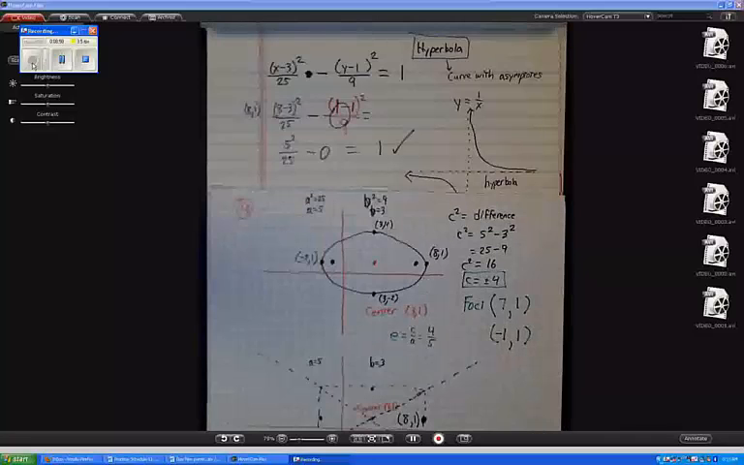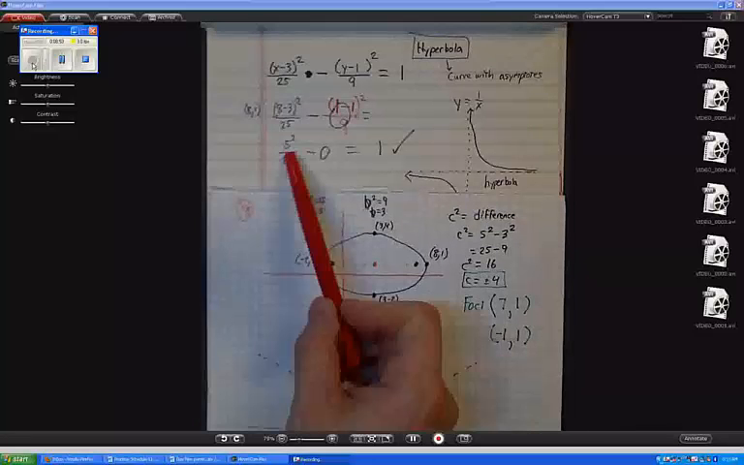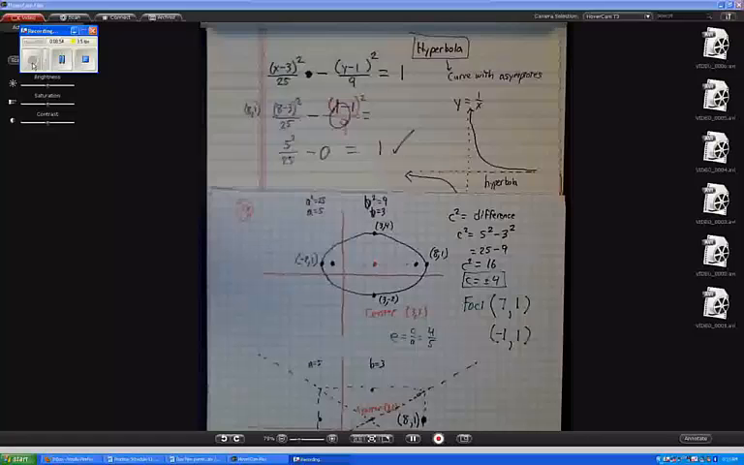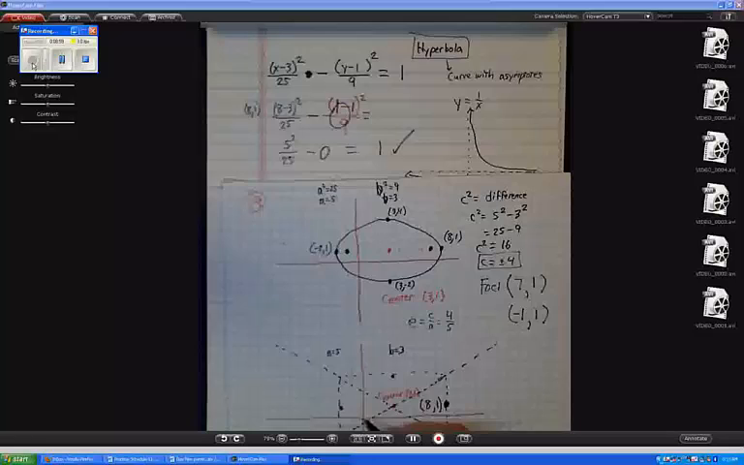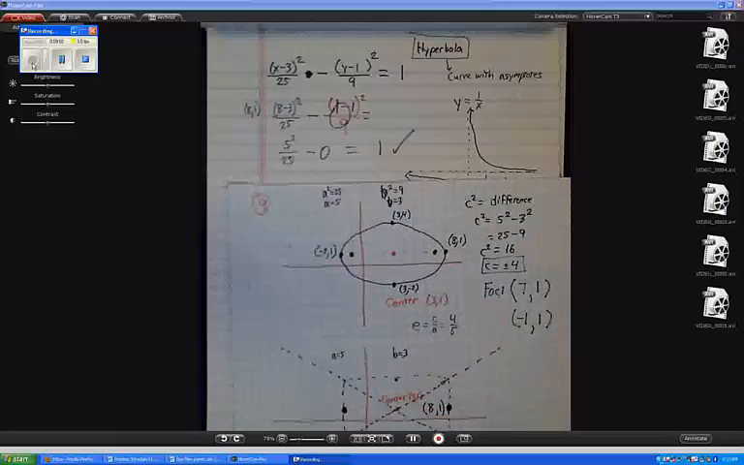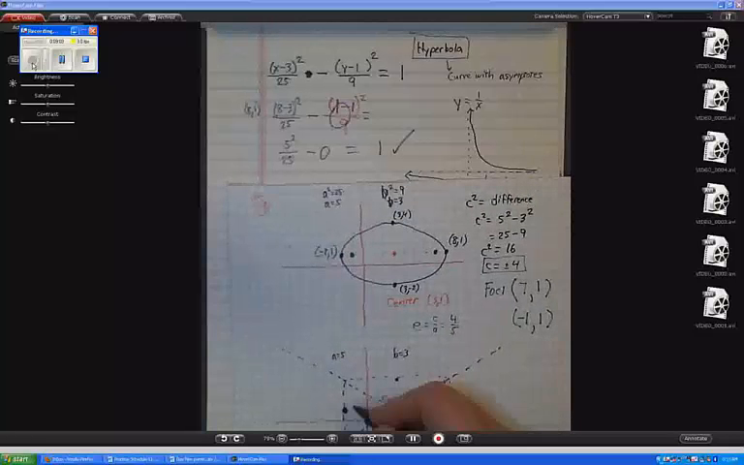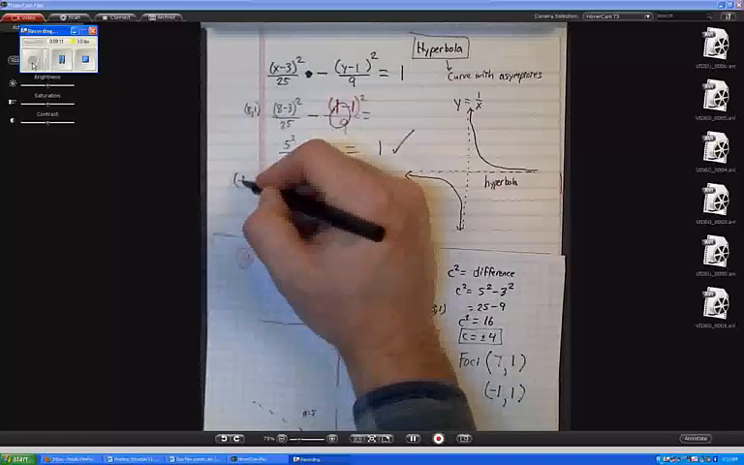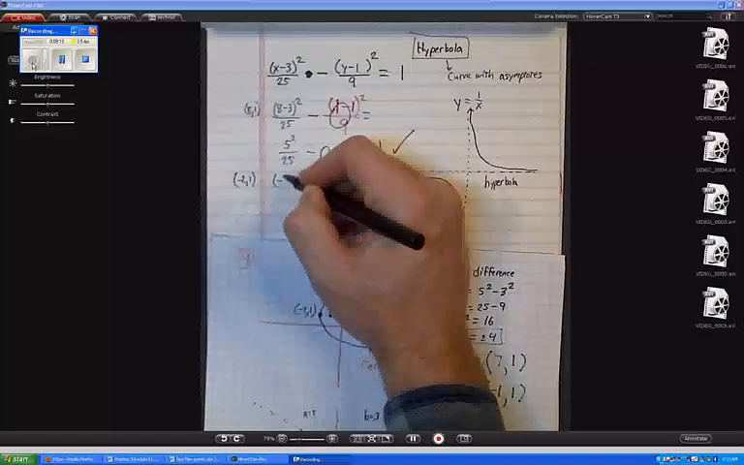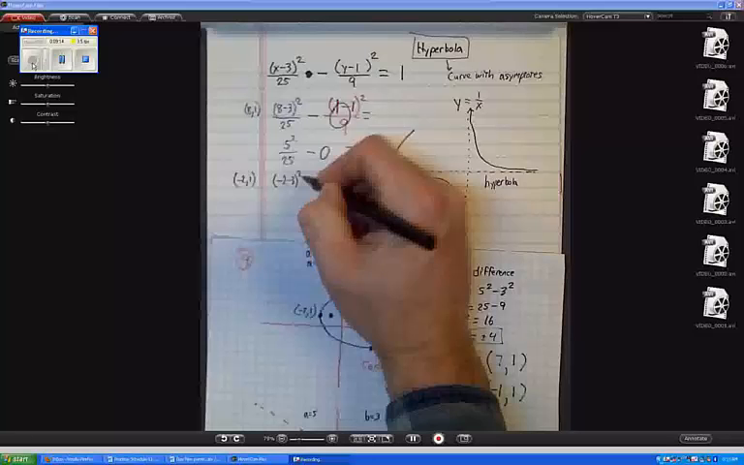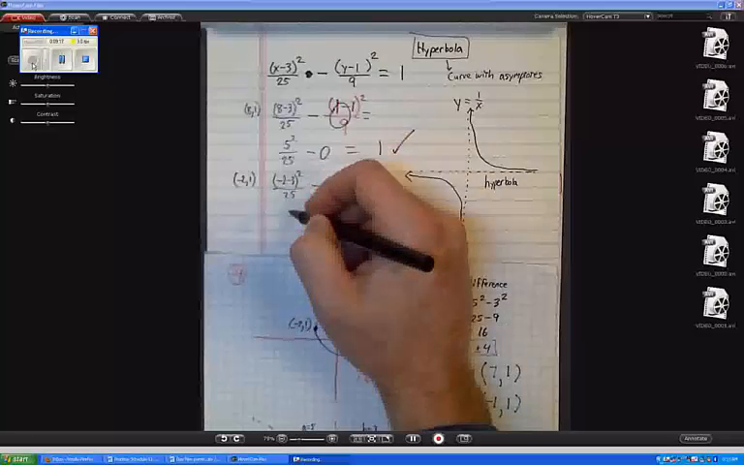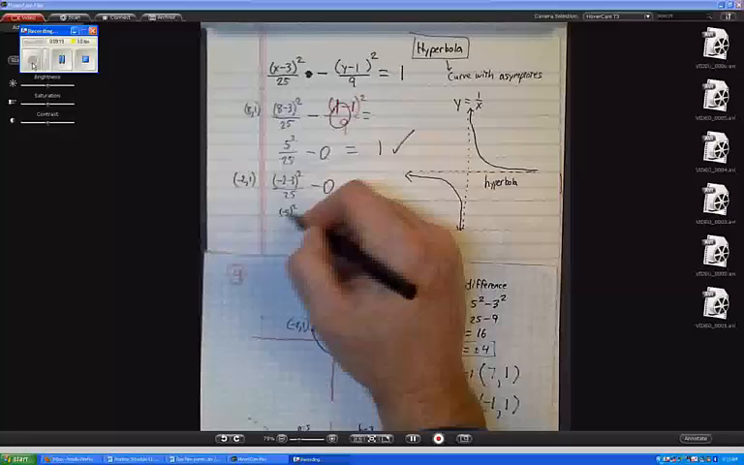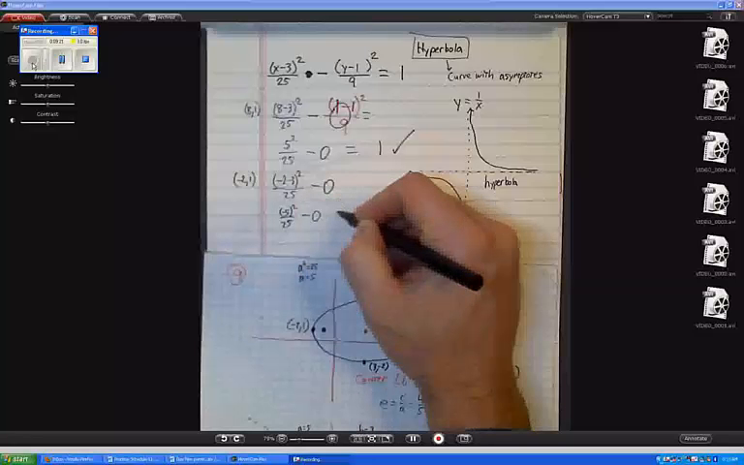See, you don't have to just get a 5. If you get a negative 5 and square it, that also works. So you could try this. You could try plugging in, what point is this? I guess that would be negative 2 comma 1. And then if I try negative 2 comma 1, I get negative 2 minus 3 squared over 25 minus 0. And that's negative 5 squared over 25 minus 0. And that equals 1 also.